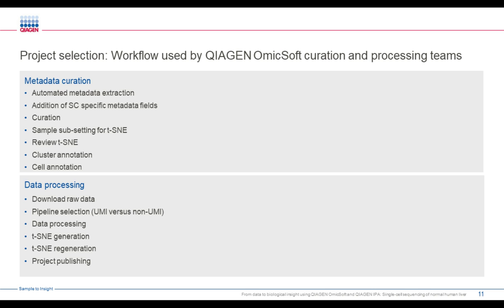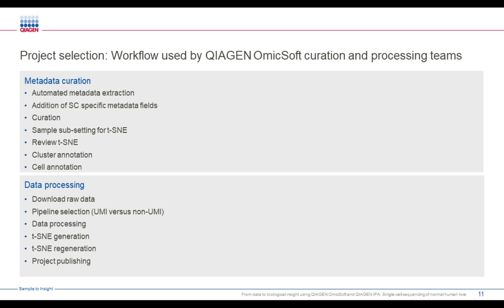The data processing team downloads the raw data from the FASTQ files using the advice from the biological curator. It defines the pipelines to analyze these data depending on whether you have UMI or non-UMI type of data. I will explain that in the next slide. Then the full data processing pipeline, resulting in quantification of the genes, will be obtained.